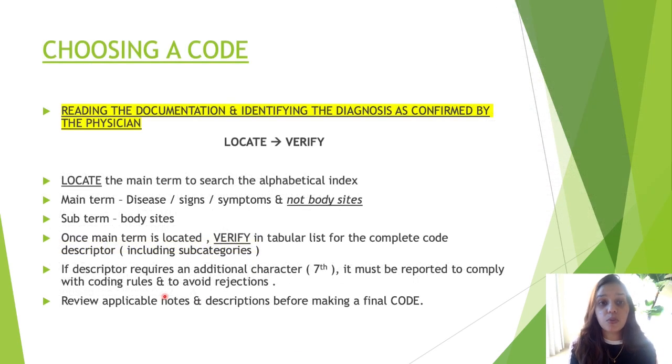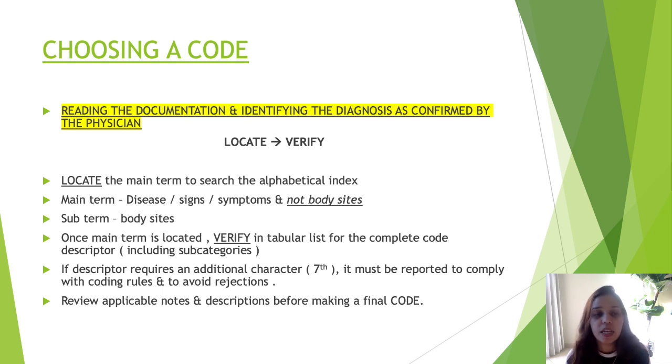Now, choosing a code. How will you be choosing a code? Reading the documentation and identifying the diagnosis as confirmed by the physician. You have to locate and then verify it. Locate the main term to search the alphabetical index. The main term can be your disease. If in the medical record, suppose rheumatoid arthritis is mentioned, then we have to look for rheumatoid arthritis.